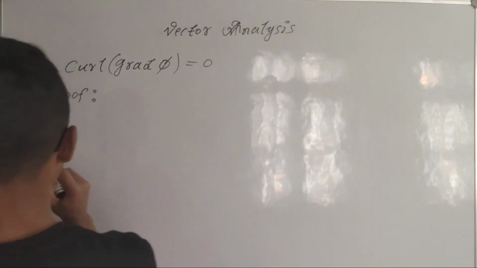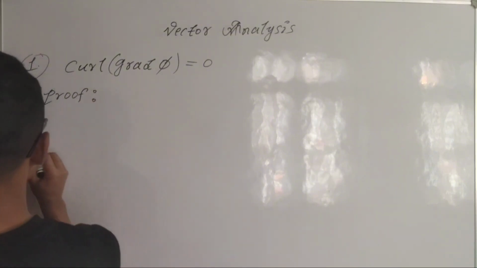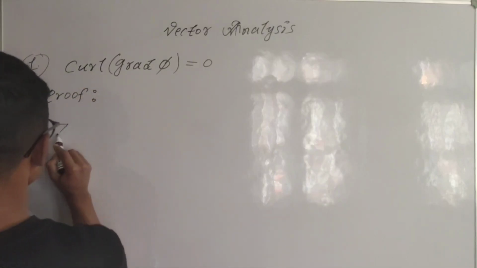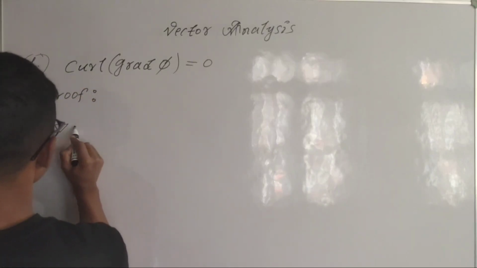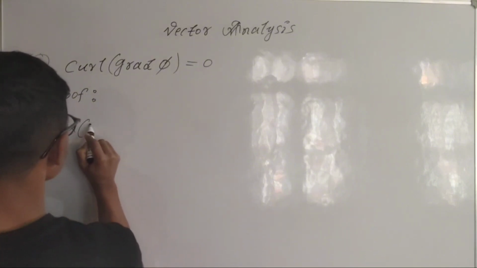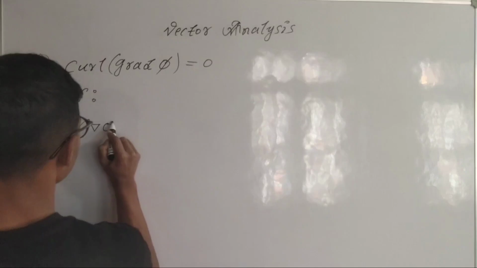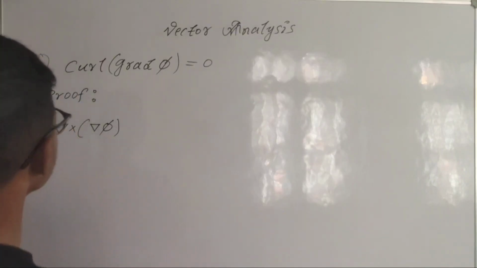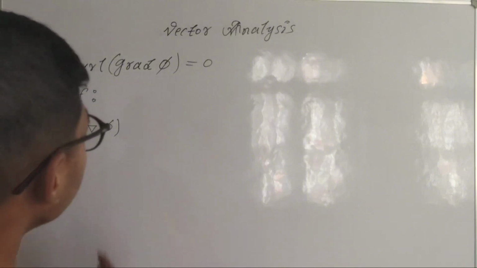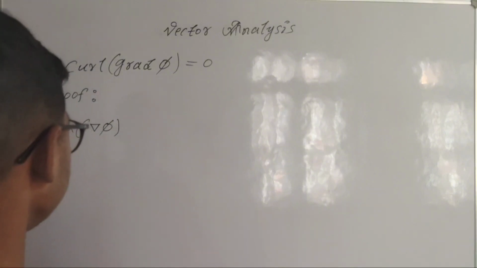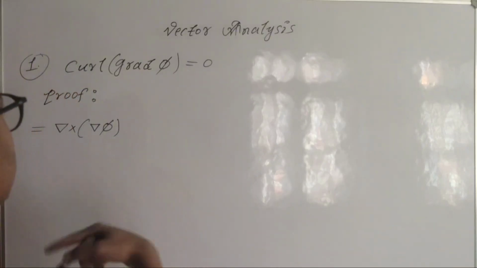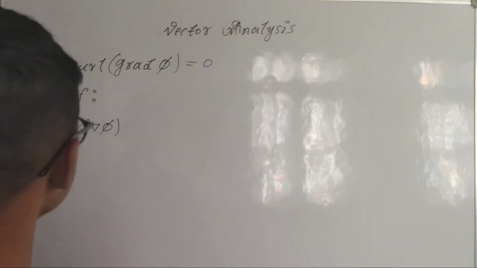I will be taking the left hand side. The symbol for the curl is nabla times the gradient of phi, and here the phi must be a scalar point function, otherwise this doesn't work. The gradient is only used before a scalar function. Scalar function means it doesn't have any direction.